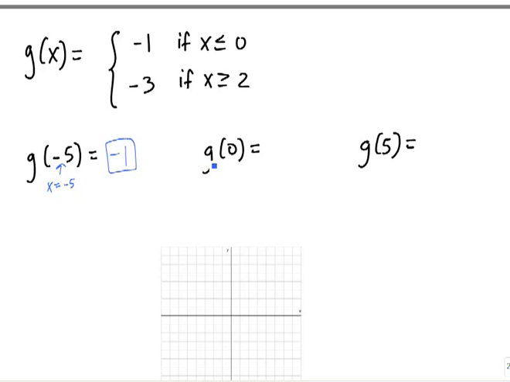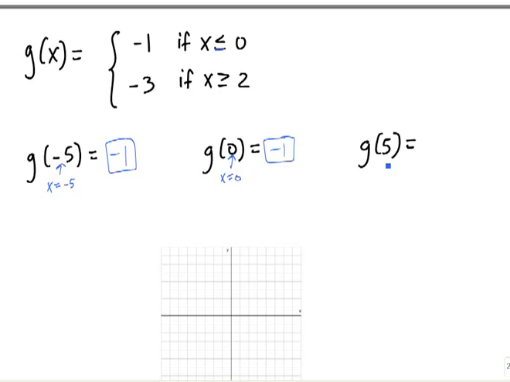For the second example, we want g of 0. So this time we want our x to be 0. We need to know what x is first so we can determine which rule we should use. And x equals 0 is included in this equal bar right here. So that means we want to use this top rule again. And remember, this rule is independent of x, so it doesn't matter what x is. The output is always negative 1. So this is also going to be negative 1.